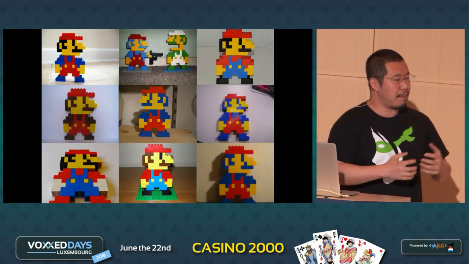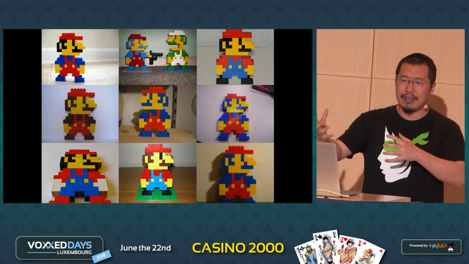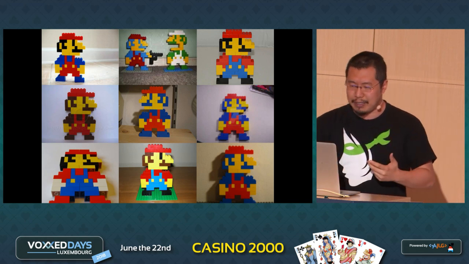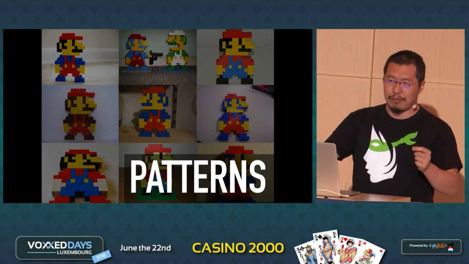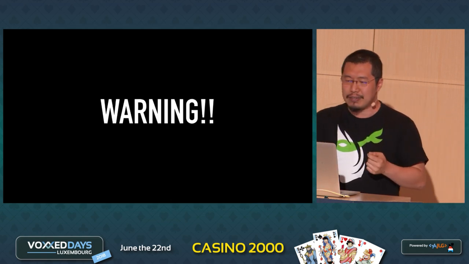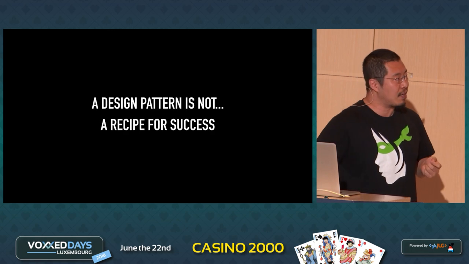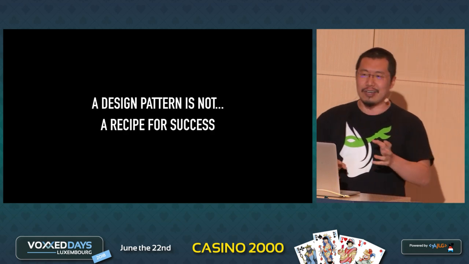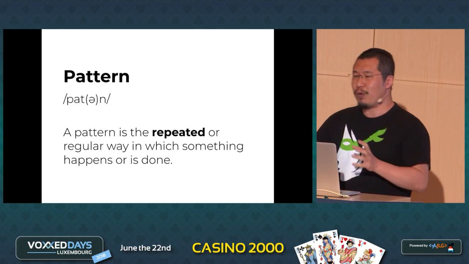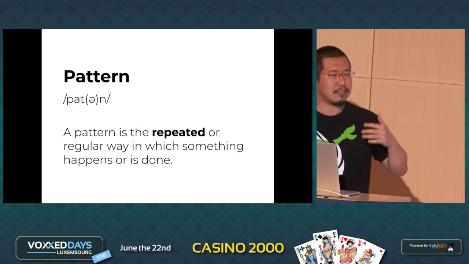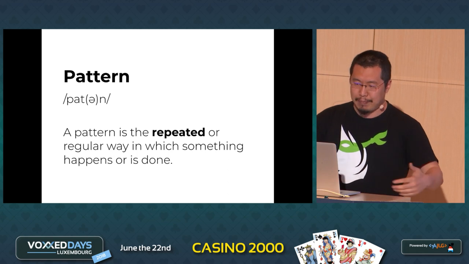And over time, you see people use Lambda with different event sources in certain repeated ways, and you get design patterns. But as should be customary of any talk about design patterns, I'm going to start with a stern warning that a design pattern is not a recipe for success, nor is it a recipe for disaster. It is what it is. It's just a repeated way that something has been done many, many times.